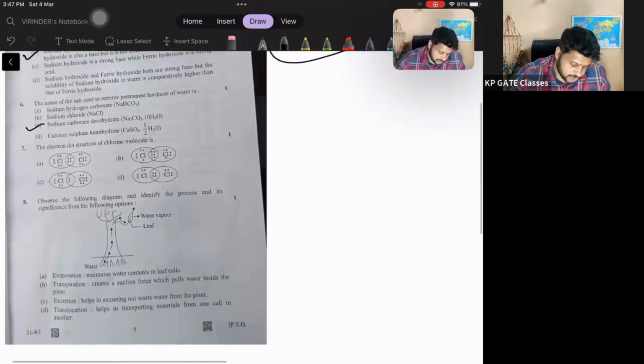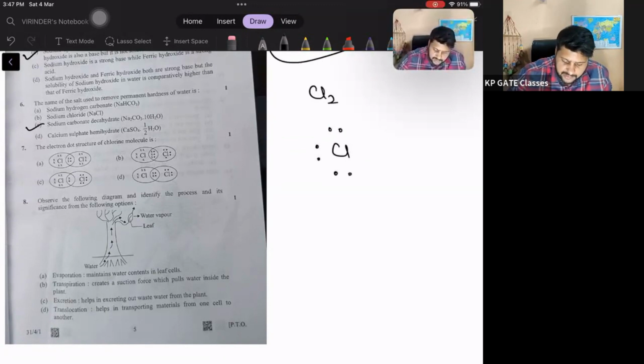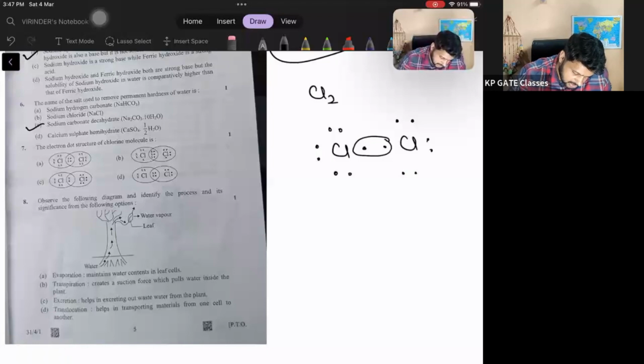Now, let's come to question number 7. The electronic dot structure of chlorine molecule. Chlorine molecule is Cl2. In the outermost shell, we are having 7 electrons. So, one electron gets shared. So, option C is correct.